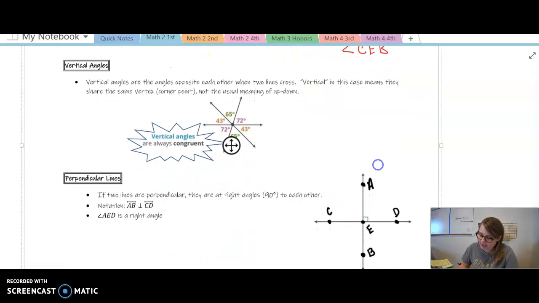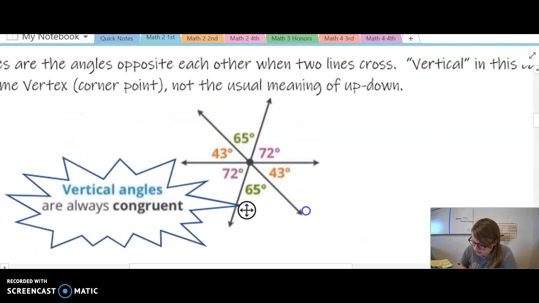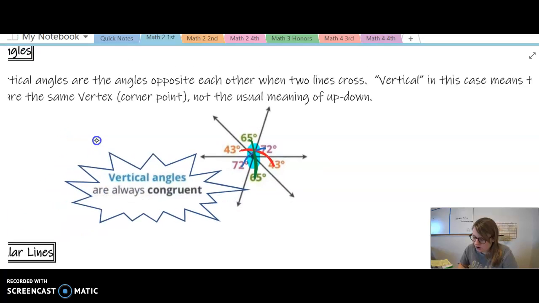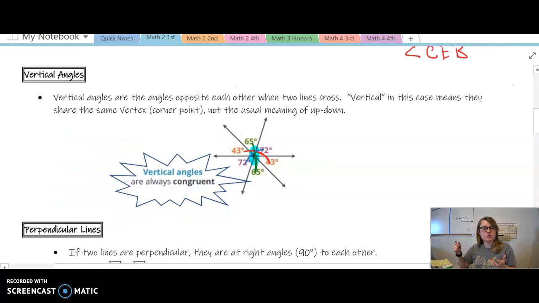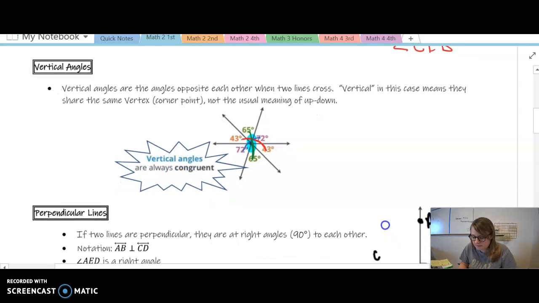Vertical angles are the angles opposite of each other when 2 lines cross. Vertical in this case means they have the same vertex. So for our little picture here, and I'll even zoom in, we have this shared vertex. We can see that 72 is across from 72, 65 is across from 65, and 43 is across from 43. And they all share one point, that corner point or vertex point, okay? And they're always going to be congruent, so that's why all of those angle measures are the same, okay?